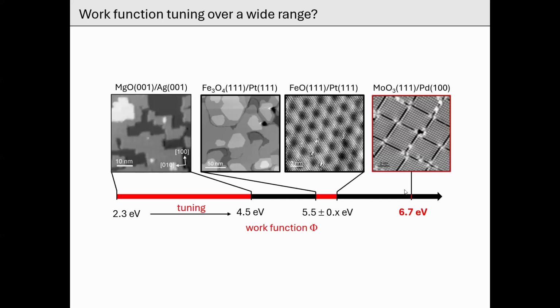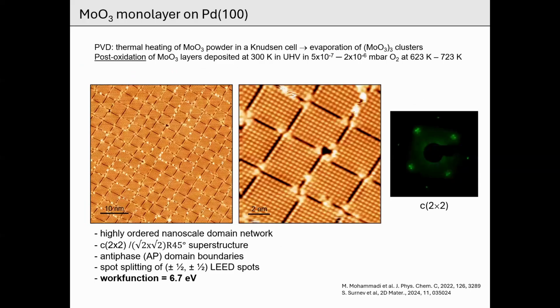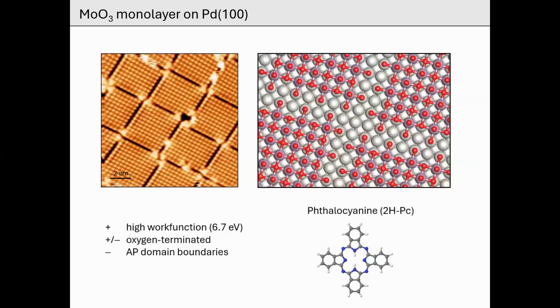But we found then one substrate with a really high work function. This is molybdenum oxide, a thin film on palladium 100, 6.7 eV work function. I don't want to talk too much about molybdenum oxide. It's an important oxide for several reasons. We could prepare this monolayer molybdenum oxide. Actually, my colleague Samu Surnev did this. And it has one advantage, high work function.